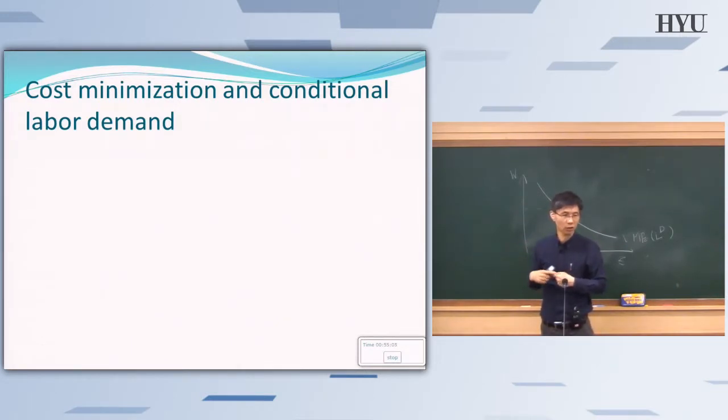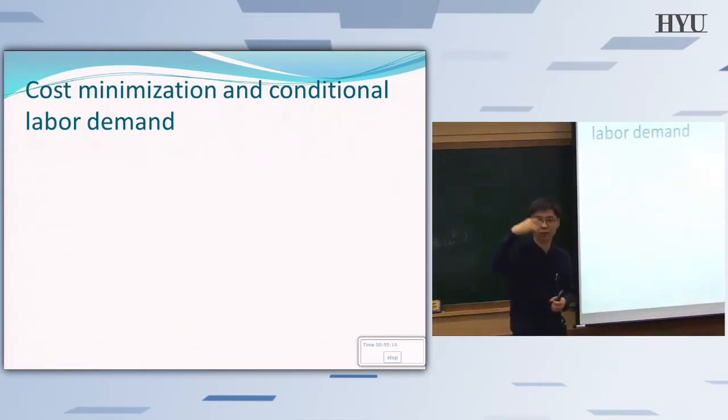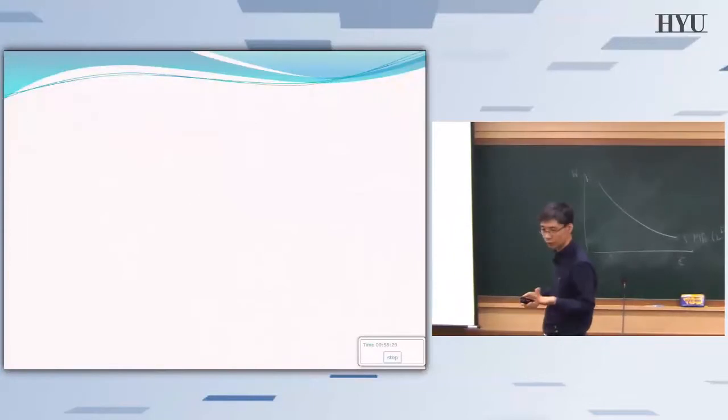So this one is the middle way. It's a first step to get to the long-run labor demand. That's how we do it: cost minimization given the output. Then we ask, what is labor demand given that output? Cost minimization, if you look at the diagram, should be straightforward.